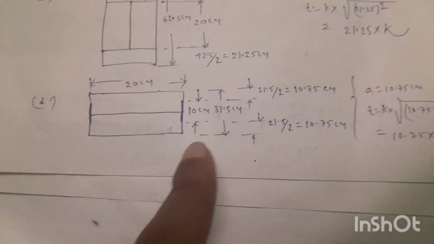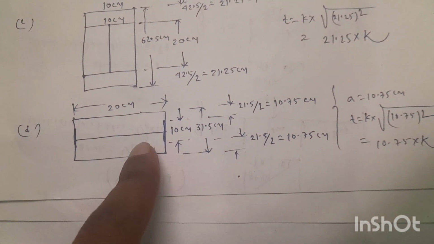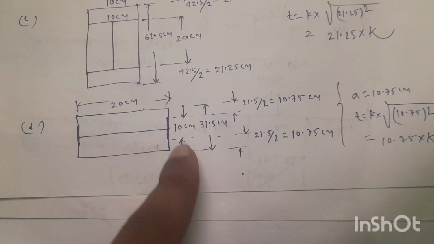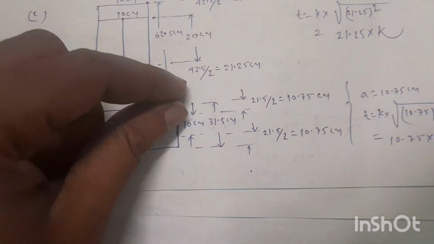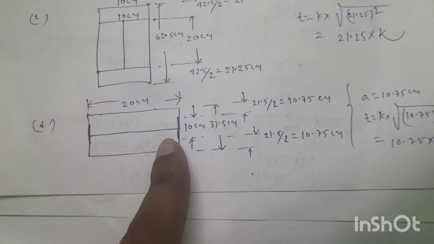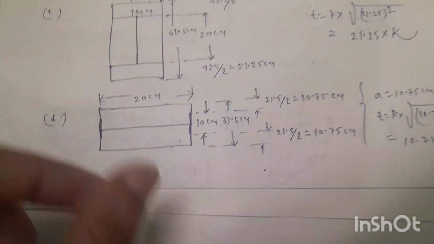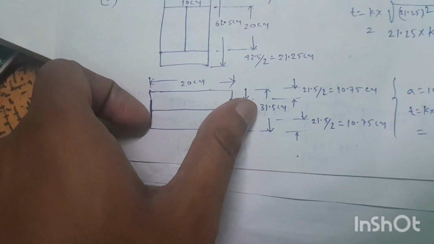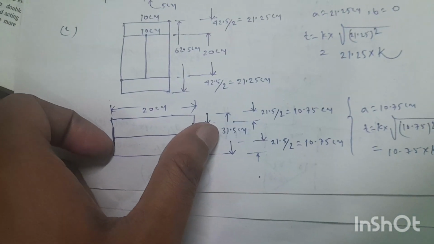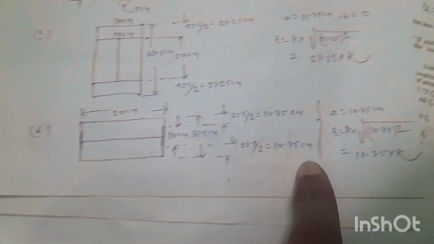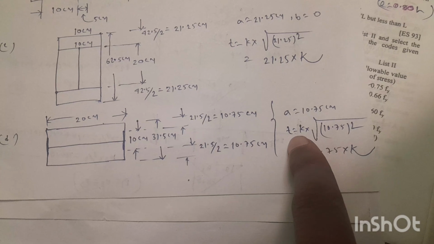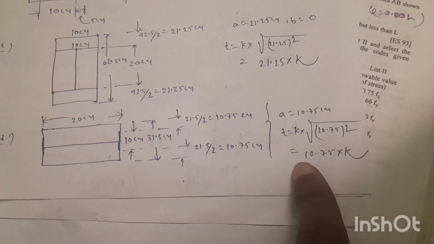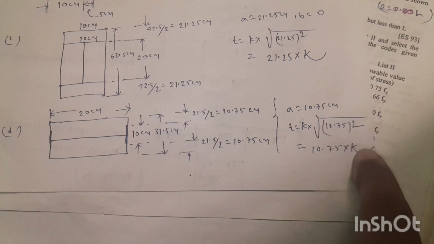And for arrangement 4, only one projection will be available, that is here, 10.75 cm, and at this point there will be no projection. So B will be 0. By this formula, thickness T will be equal to K into root over of 10.75 square. So T will be equal to 10.75 into K.